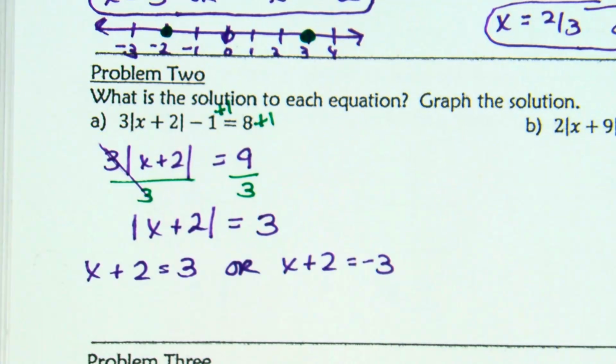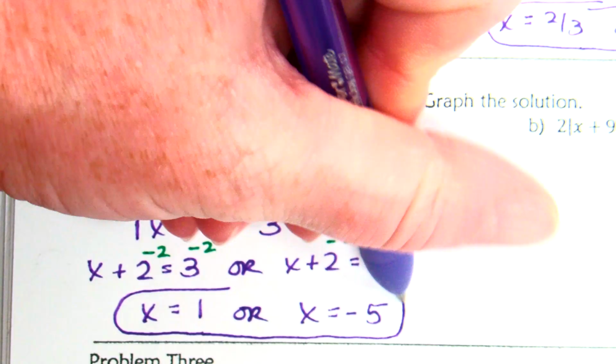I kind of have been writing my answers kind of fancy, haven't I? x equals 1 or x equals negative 5. You realize, in Math Excel, if they just want the two answers, you can just put 1 comma negative 5, right? You don't have to get fancy with this. Math Excel won't let you, actually.